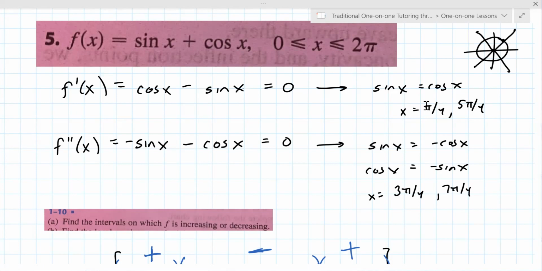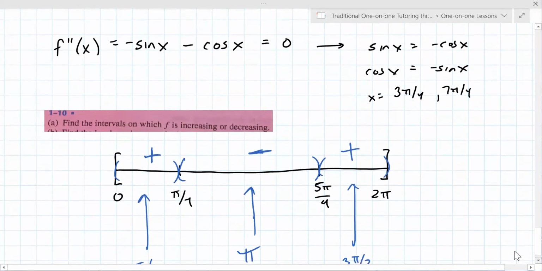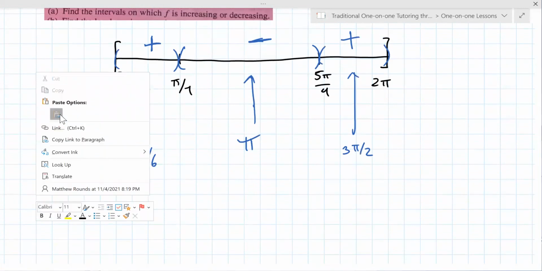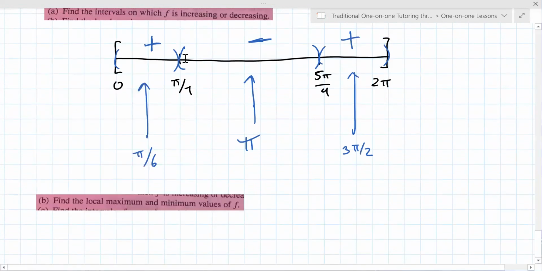All right, I'm ready for part B. Okay, part B, and we actually just look at the same thing. It says find the local max and local min. So based on this sign chart, where it goes from positive to negative, is that a max or a min? Positive means it's going up, negative means it's going down. It's a max.